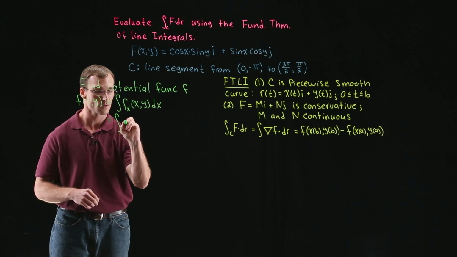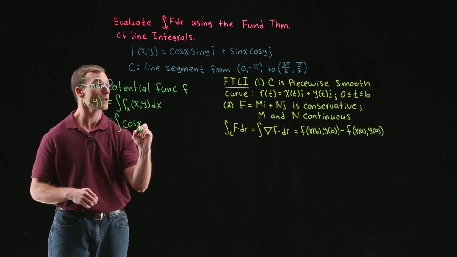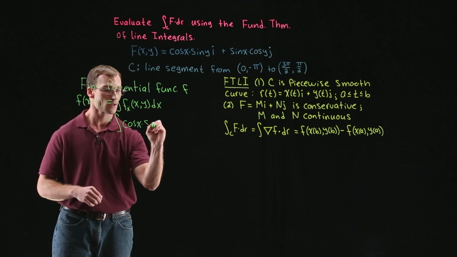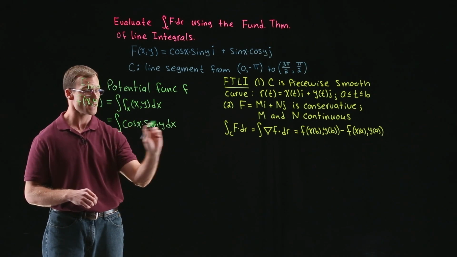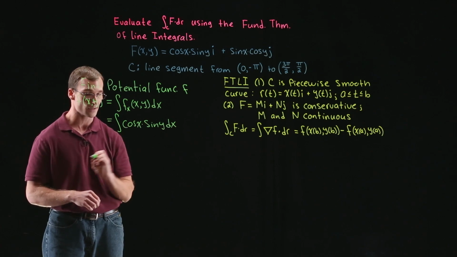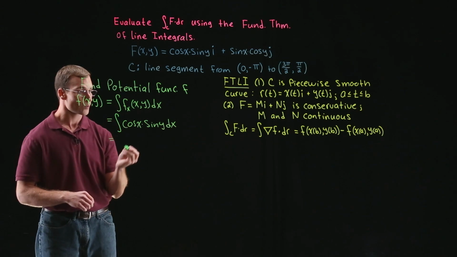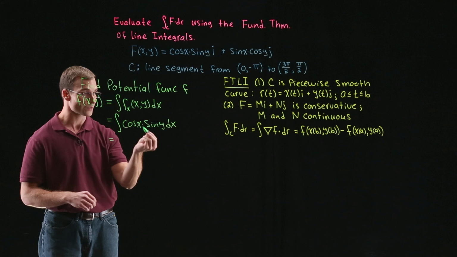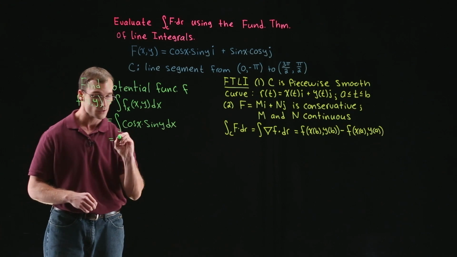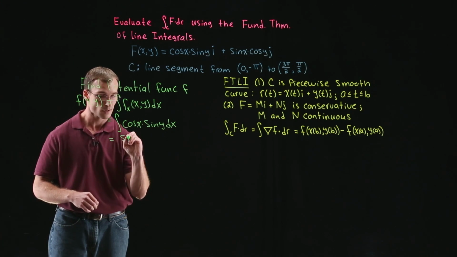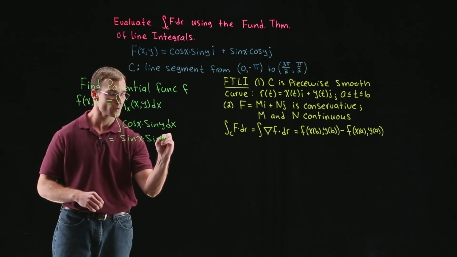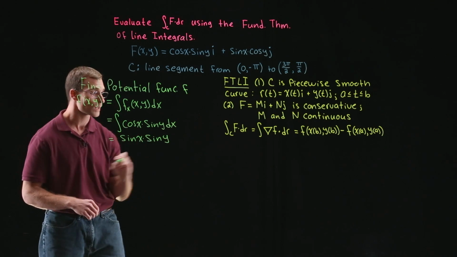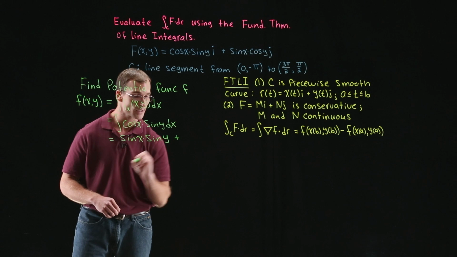So the integral of cosine x times sine y, dx. Taking the antiderivative of this with respect to x, we just have a cosine as a function of x, so sine of y is treated as a constant. So this is just going to be equal to sine of x times sine of y, and now plus some integration constant.